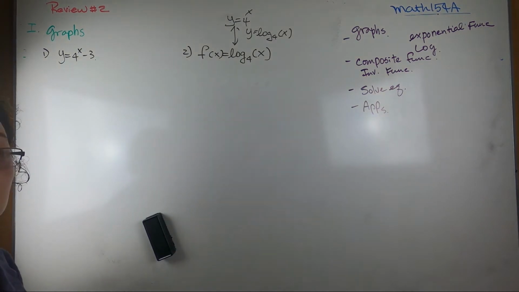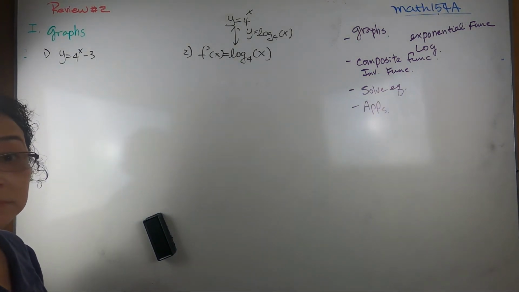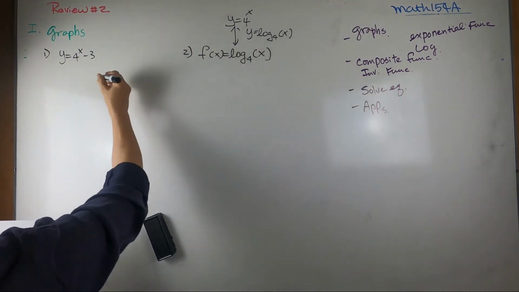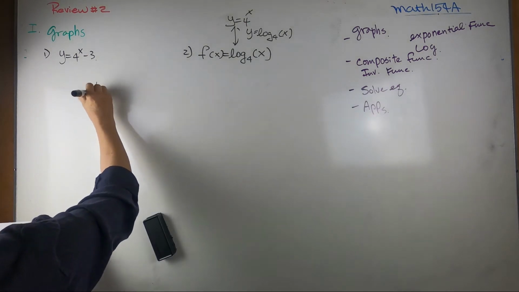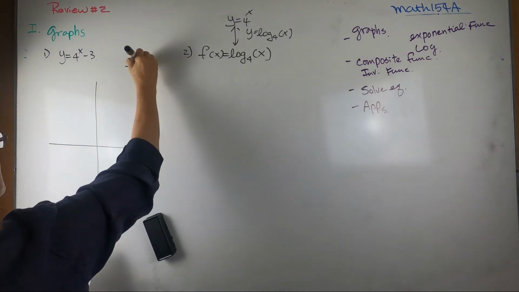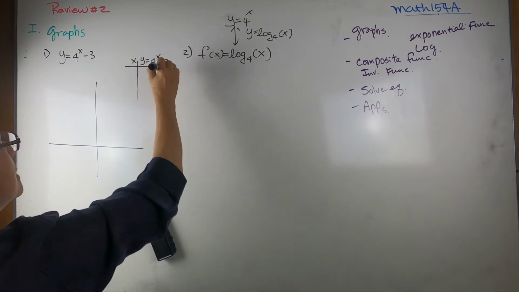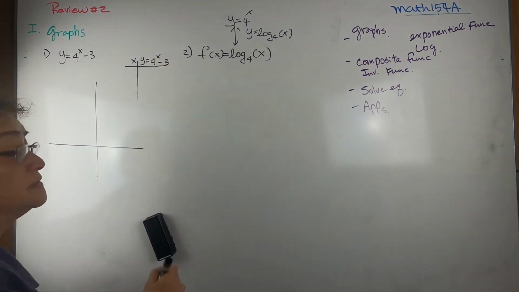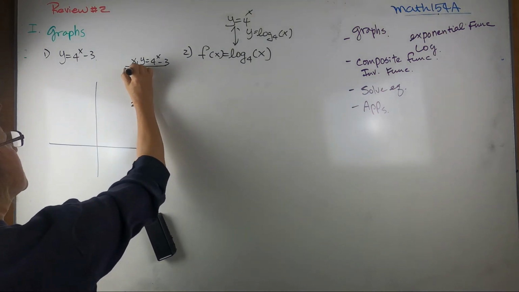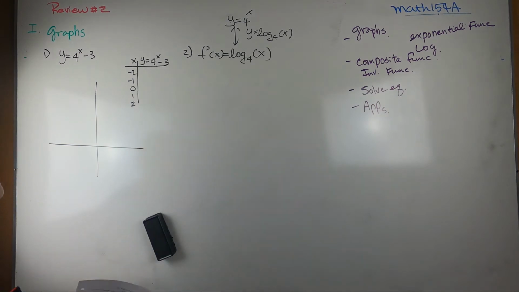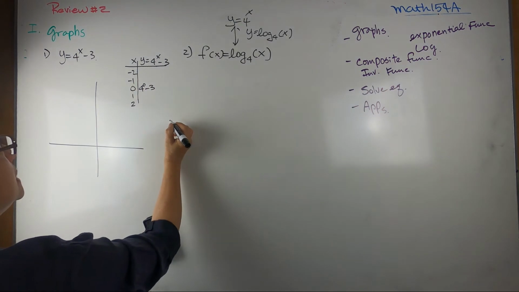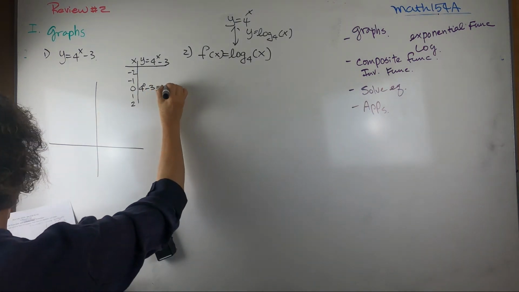If it's different, what should you do? Do the t-table always, right? So what would this t-table look like? What kind of points should you use? For y equals 4 to the x minus 3, the exponential function, we put a 0 in the middle, 1, 2, negative 1, negative 2. All right, give 5 points. So 4 to the 0 is what? 1, minus 3, right? So it's negative 2.